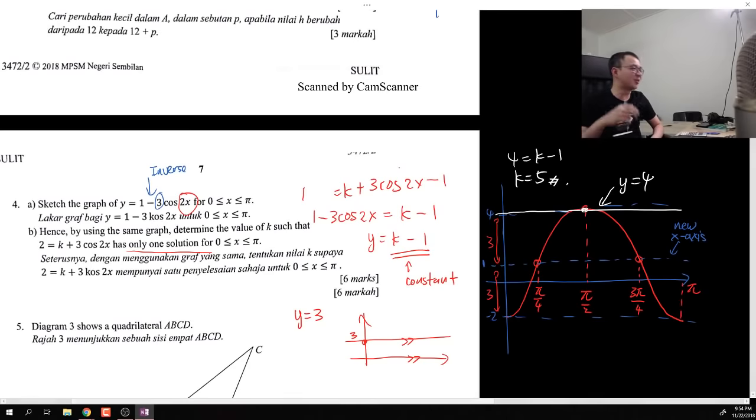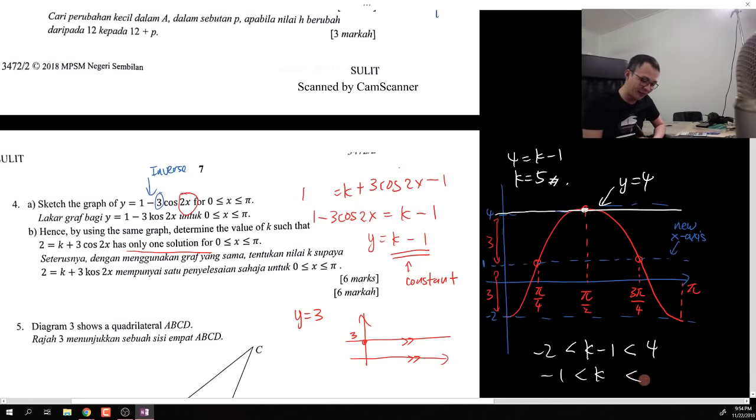Okay, if two number of solution, in this case, you must have a range, because for two solutions, you can see all the horizontal lines here also touch at two different points. So if you ask me what is the k value for two different solutions, I will say k minus 1 should be between negative 2 and 4. Then you can solve them separately, so k must be plus 1, right? Negative 1 and 5. So k should be between negative 1 and 5 here.